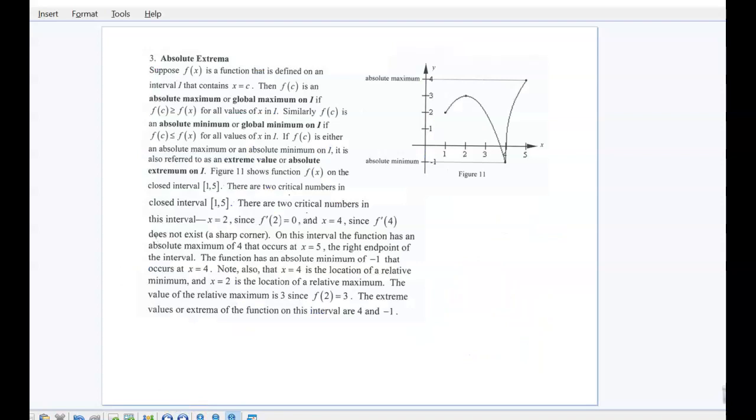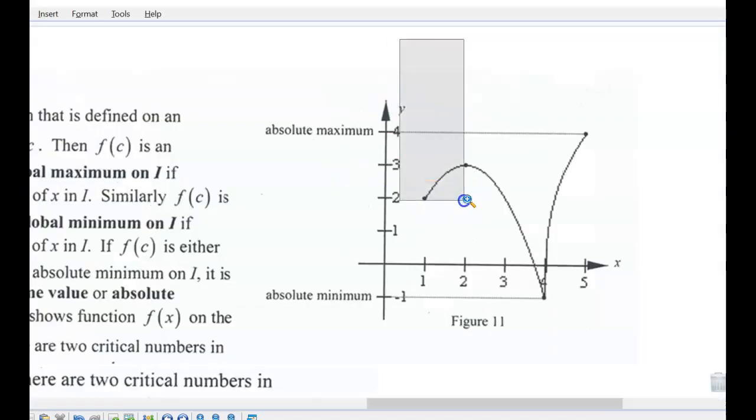Okay, absolute extrema. The absolute max is the absolute highest value on a graph, and the absolute or global min is the absolute lowest value on a graph.